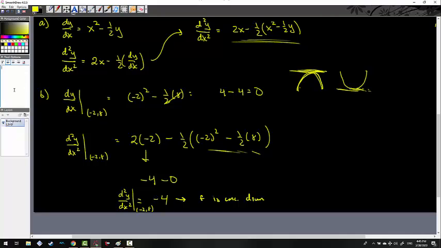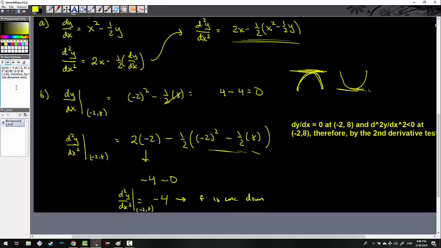It did tell us to justify our answer. So we can say dy over dx equals 0 at negative 2 comma 8, and I'm gonna do this in a bit of a weird way, so I apologize if this is not comfortable for you. d squared y over dx squared is less than 0 at negative 2 comma 8, and therefore by the second derivative test, f of x has a local maximum at negative 2 comma 8.